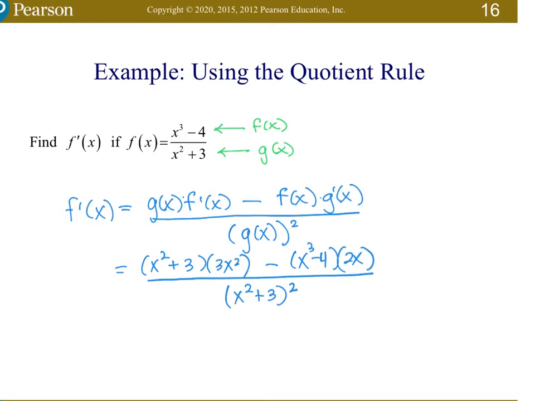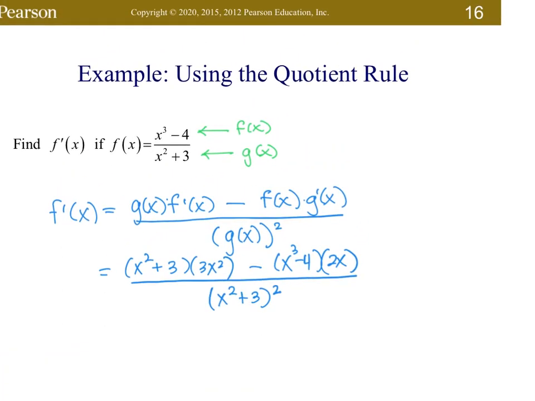The good news is that you don't have to simplify the denominator. You leave the denominator as a squared quantity. There's no need to FOIL. Okay, we just want to leave that alone. The numerator, however, we should distribute and simplify.